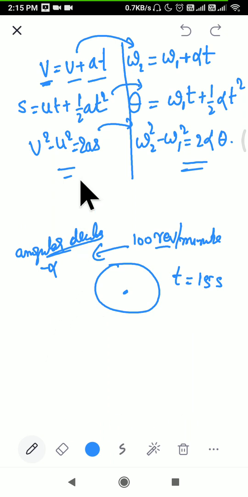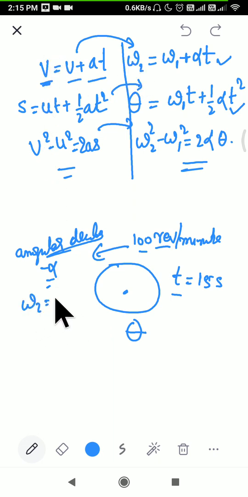Now which formula can we use here? We have to calculate the total angular displacement. Total number of revolutions means we have to calculate the total angular distance, and we have time, and we have initial angular velocity. Which two formulas can we use? We will use this formula and this formula to solve this.